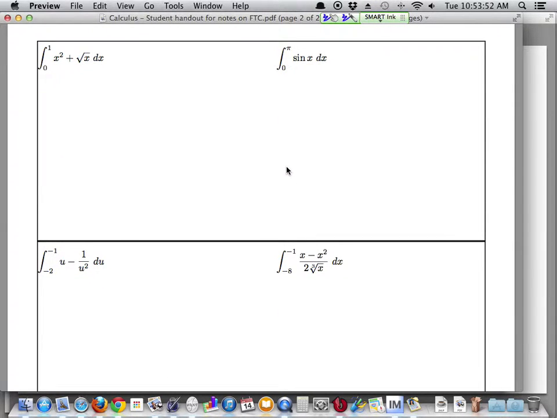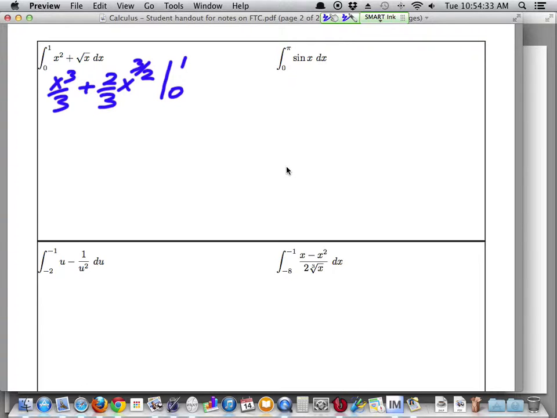I have the definite integral from 0 to 1 of x squared plus the square root of x dx. All right, what do I need to do first? Integrate. So x squared turns into what? X cubed over 3. I need to think of that square root of x as what? X to the 1/2. So that's going to turn into x to the 3/2, and what goes in front of it? 2/3, and we're going from 0 to 1.